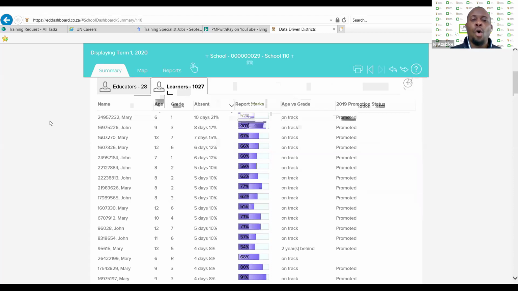If the principal is not the one looking at this information, the names of these learners need to be given to the principal for follow-up. Maybe call the parents to find out why these learners are not in school, or make a visit to the home of these learners. Another thing the principal needs to check is whether there's a trend between the previous terms and this term, or the previous weeks and this week, or is this a normal week where this learner is not always in school?